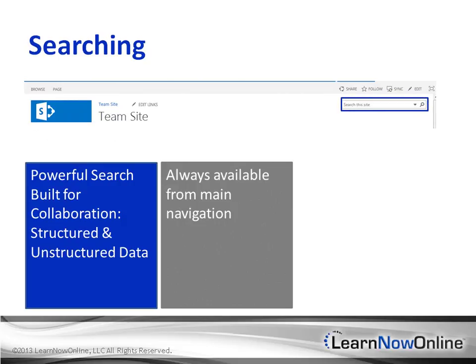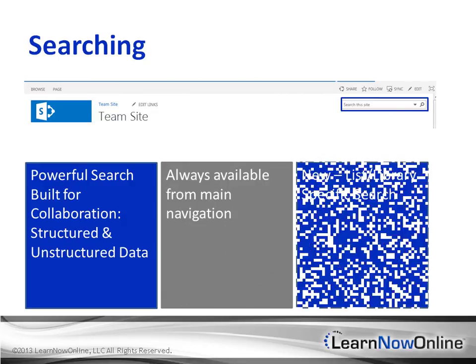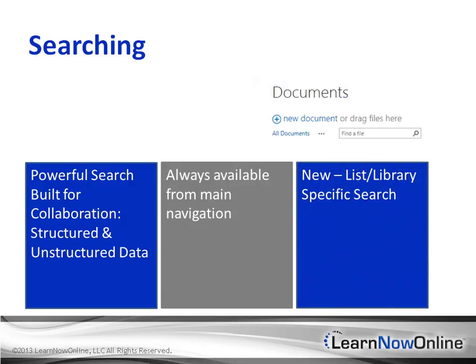Search is so important that it's always available from the main navigation. Also, SharePoint 2013 adds a brand new ability to search directly from the header within the list and library. This avoids some issues that were in SharePoint 2010, where the search box changed context, meaning that if you were on the home page, it would search the site, and if you were on the list or the library, it would search the list and the library. In SharePoint 2013, you always know what you're searching because there are two separate search boxes.